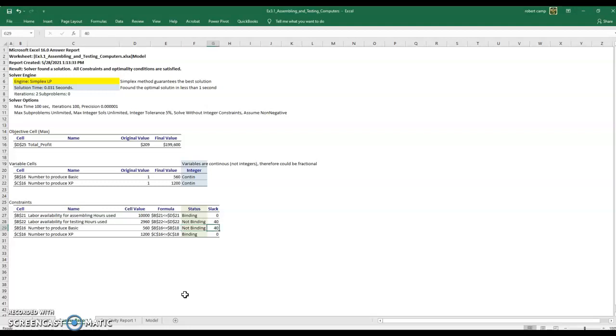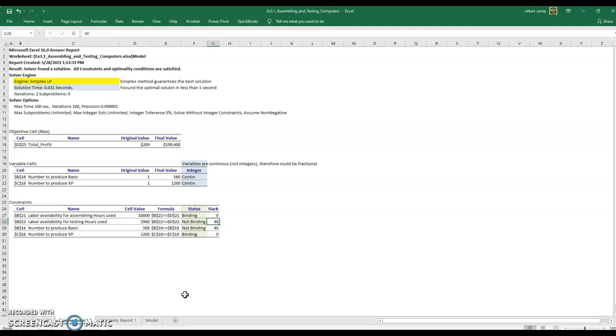In fact, what we call that is slack. Slack is the number of units that we have left. So for labor hours for testing, we had 3,000 hours available. We only used 2,960, which means that there are 40 hours of testing time that we're not using.